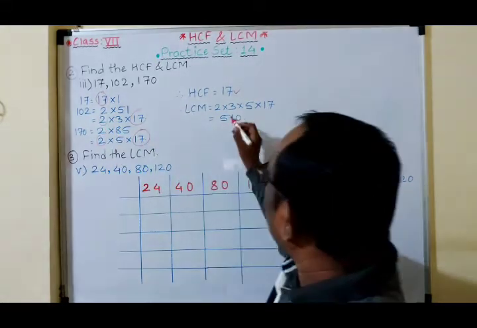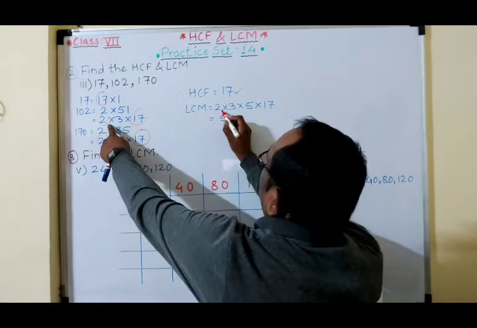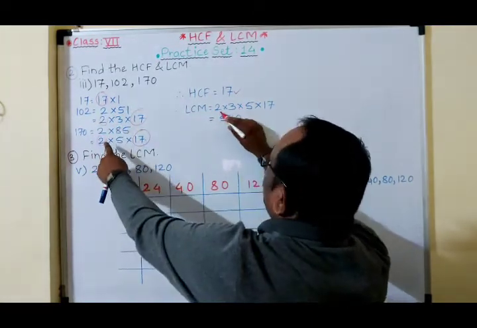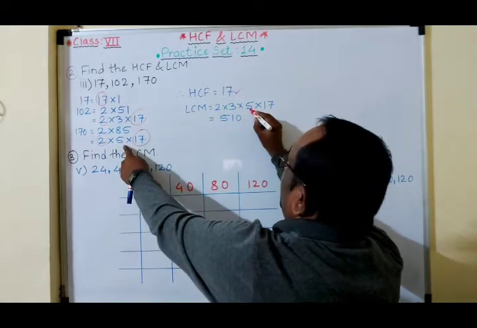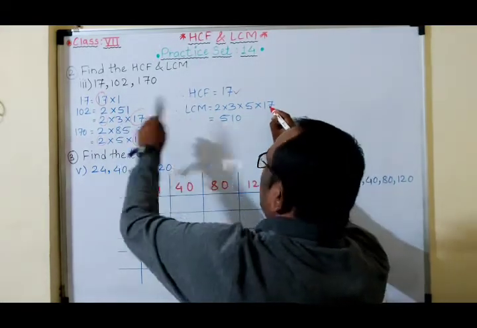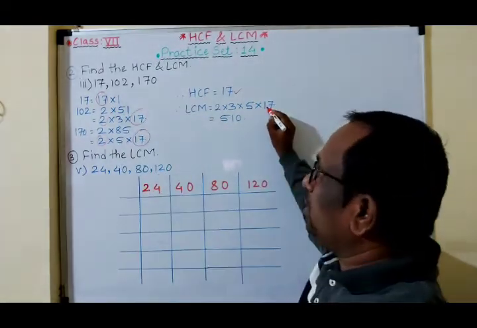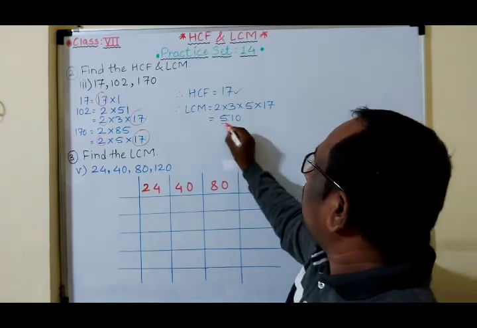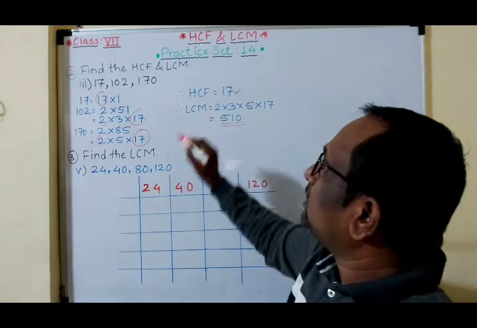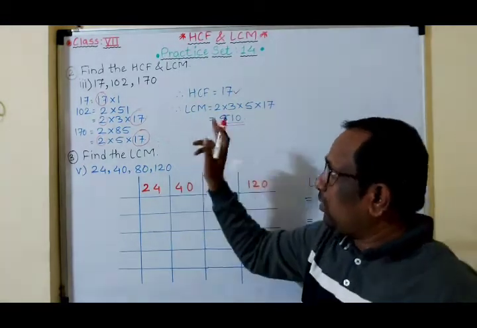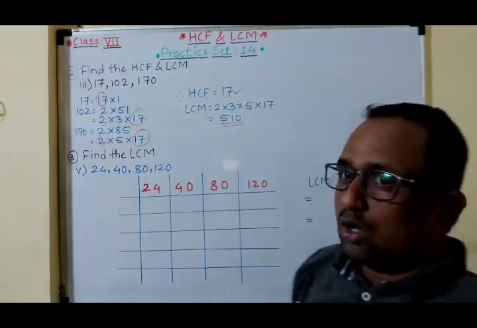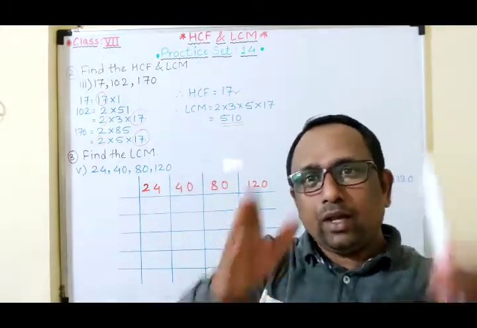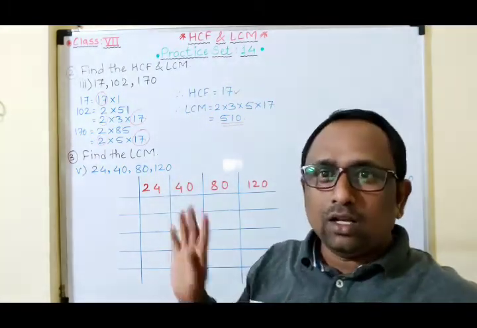So the factors are 2 into 3, and here 2 is common, so only one time we take the 2. Then 5 and 17. 17 appears 3 times, so only one time we take the 17. Now if we multiply, we get the number 510, and 510 is the LCM of 17, 102 and 170. This way you have to solve. Otherwise, the simple way is to make the factors and then solve.